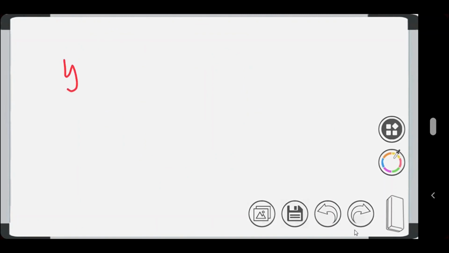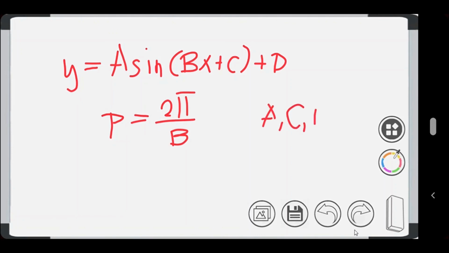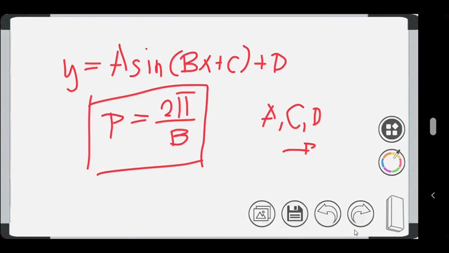Therefore, to generalize, the period of any sine function given the standard form of a sinusoidal function, y is equal to a sine bx plus c plus d, is 2 pi over the number before x, letter b. For a, c, and d, the meaning of those values will be discussed in my other videos.